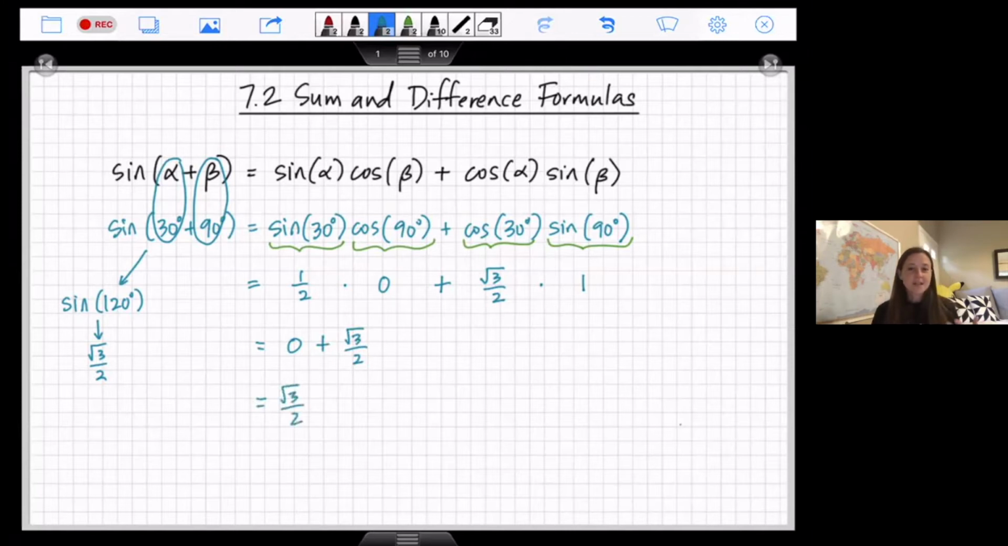So we've got the same answer that we got by just evaluating sine 120 straightforwardly. Nobody would evaluate sine of 120 degrees by using this formula. All I wanted to do was verify that it actually works.